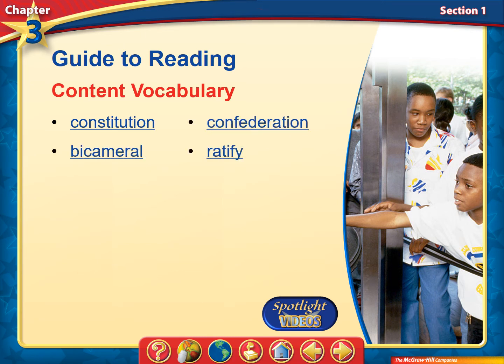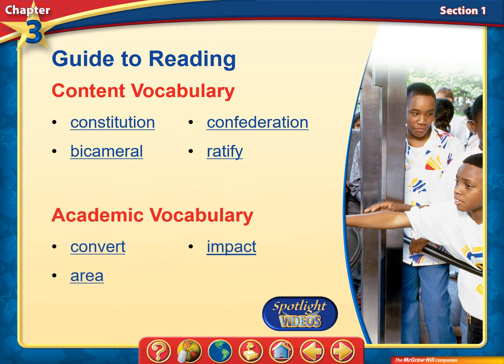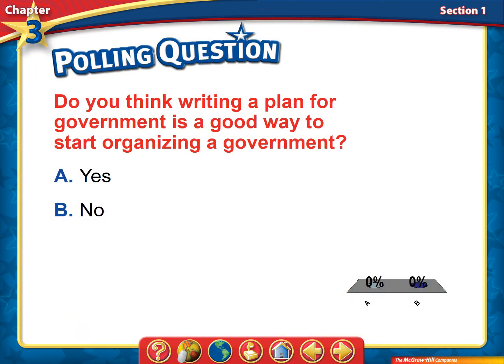Now, a few major terms that you're going to see are Constitution. That's the obvious one, right? It's a formal charter establishing the framework of our country. You'll see bicameral, Confederation, ratify, and I'll try to give you those in context as we go through. You're also going to see a few operational words like convert, area, impact. I'll try to give us a good context for those.